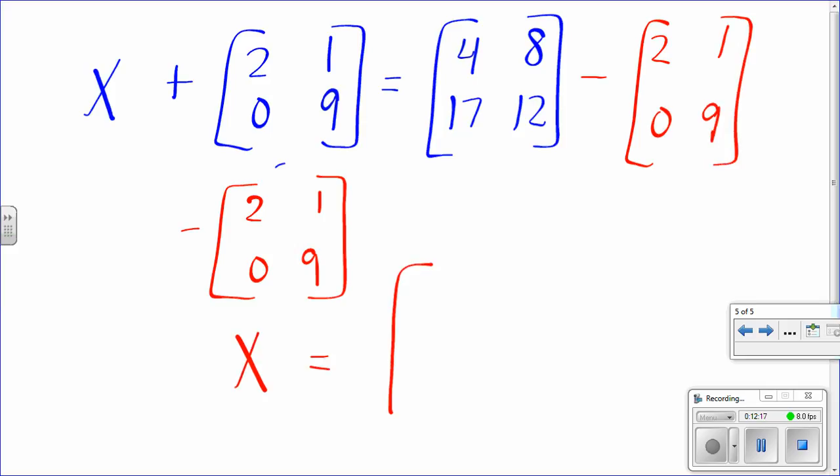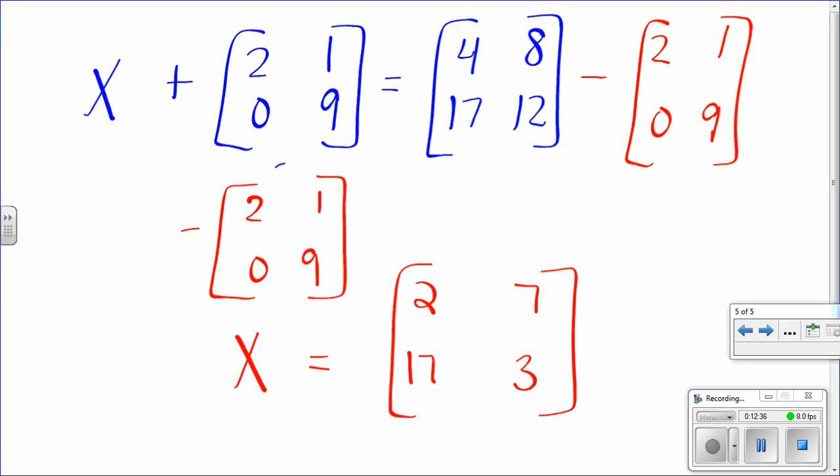What would x equal? 2, where did the 7 go? Okay. Excellent. That's what that has to equal. Okay.